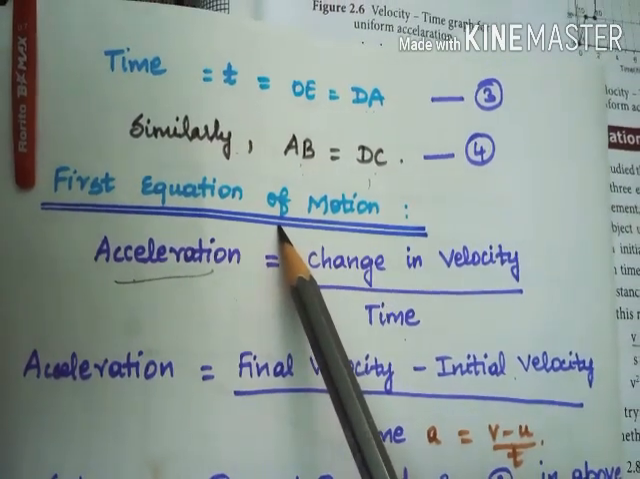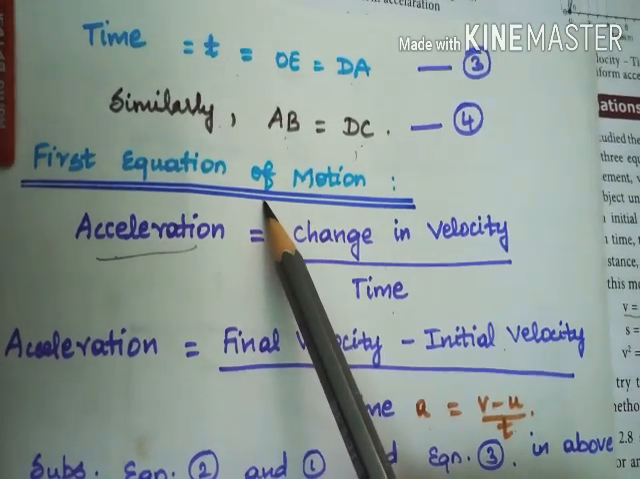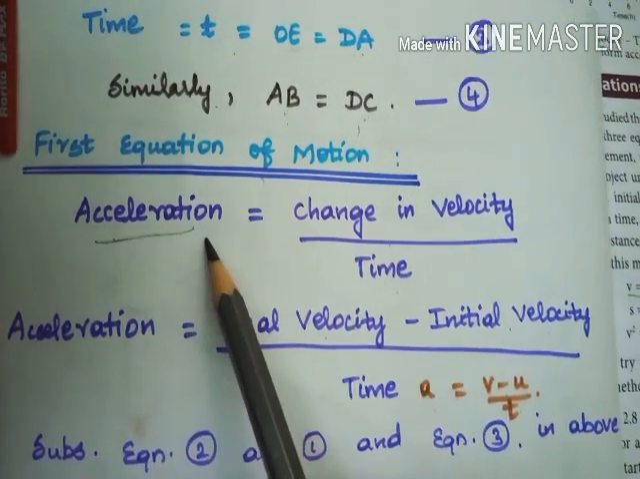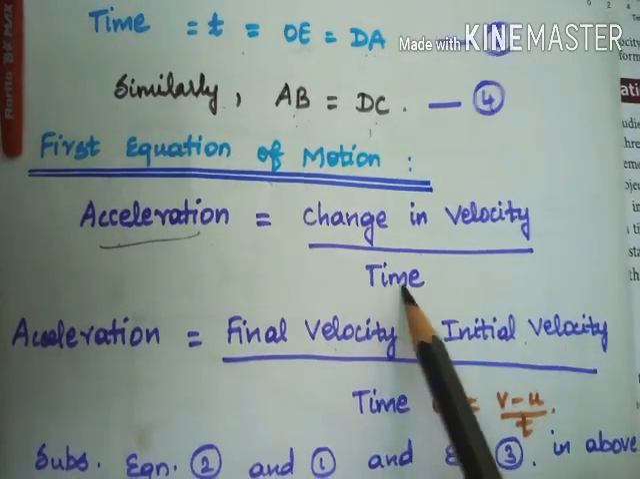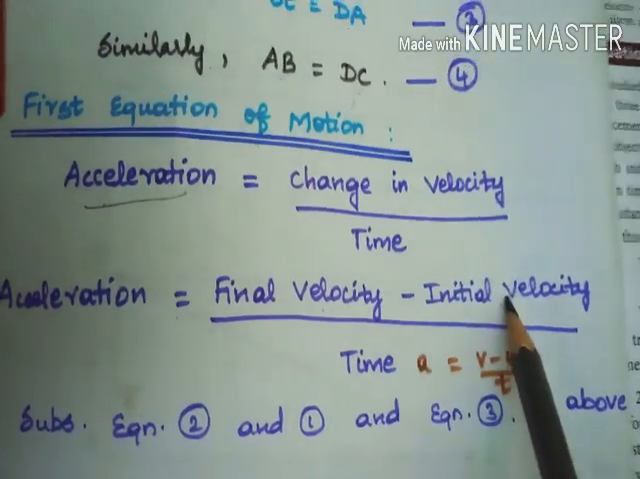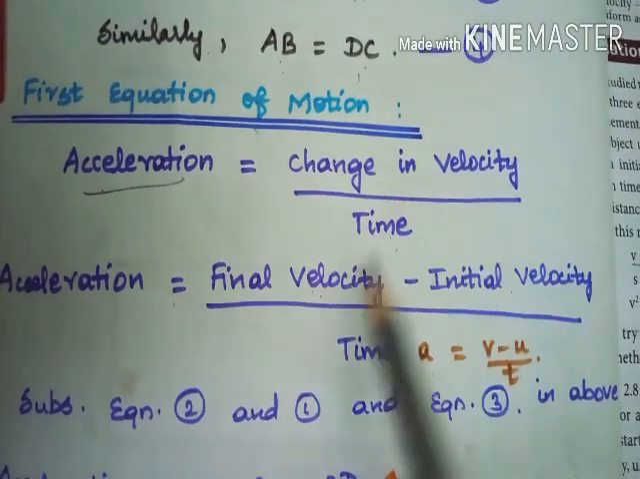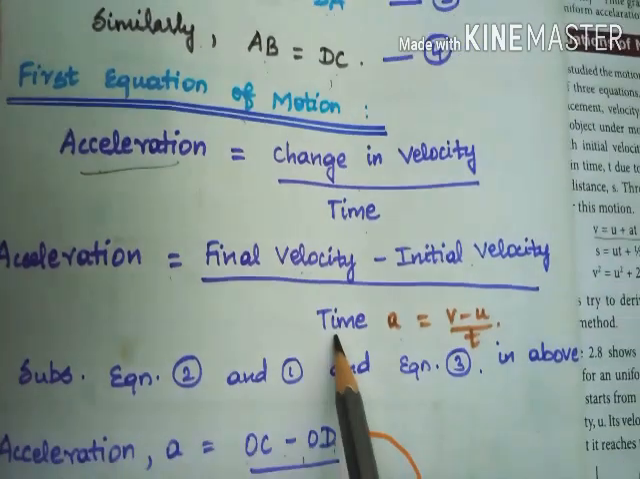V is equal to U plus AT. Now we are going to prove the first equation of motion. For that, we consider the formula: acceleration is equal to change in velocity by time. So acceleration is equal to final velocity minus initial velocity, the change in velocity, and time will come as it is.